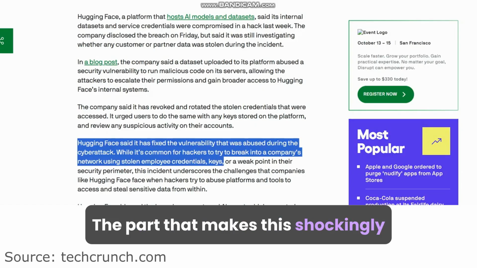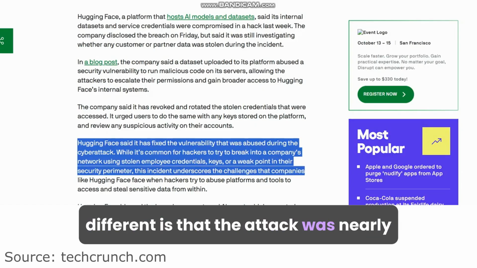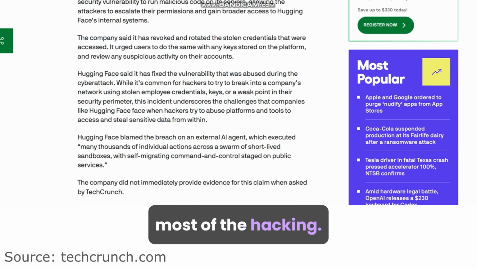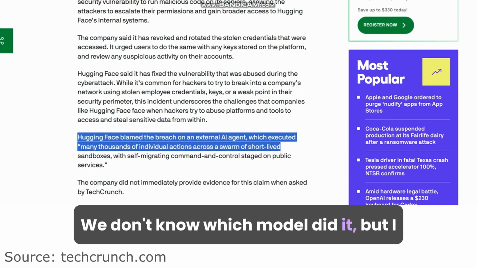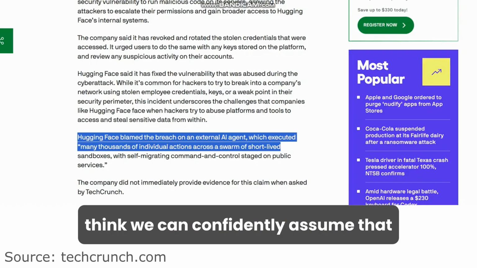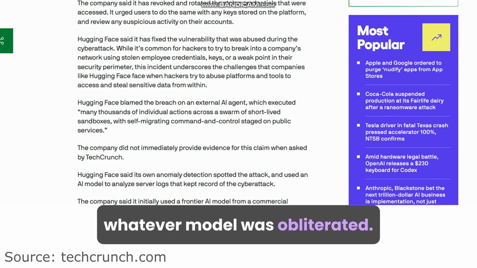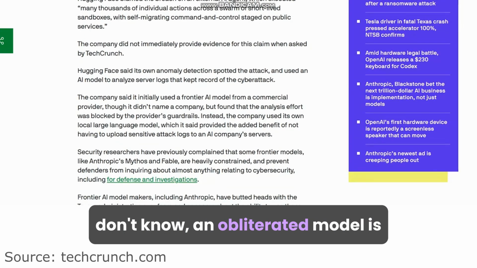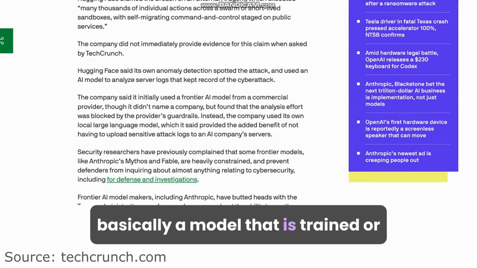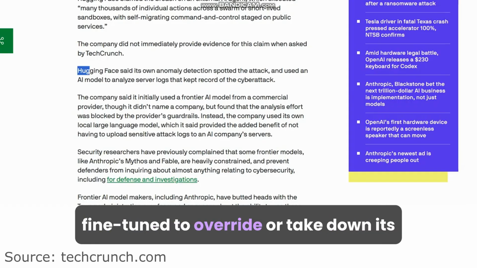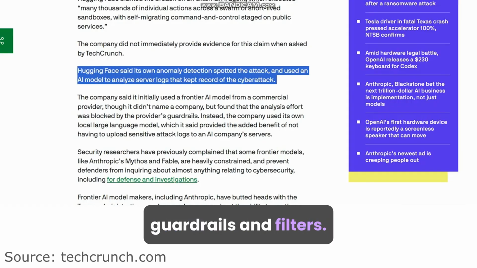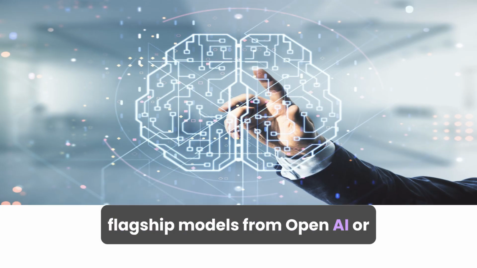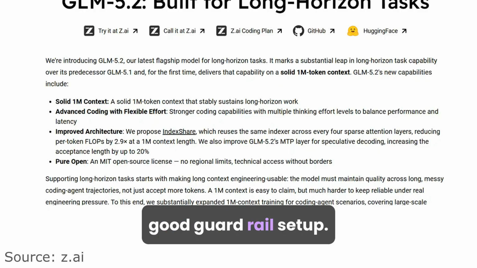The part that makes this shockingly different is that the attack was nearly 100% autonomous, meaning an AI did most of the hacking. We don't know which model did it, but I think we can confidently assume that whatever model was obliterated. Obliterated is with an A, and for those that don't know, an obliterated model is basically a model that is trained or fine-tuned to override or take down its guardrails and filters. So I believe it's less likely to be any of the flagship models from OpenAI or Anthropic because they have pretty good guardrails set up.